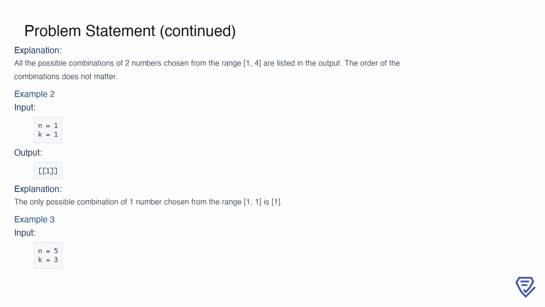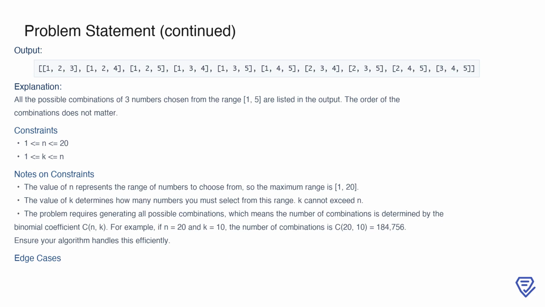Let's consider a slightly larger case next. For n equals 5 and k equals 3, the output is the set of all combinations of three numbers chosen from the range 1 to 5. The result includes combinations such as [1, 2, 3], [1, 2, 4], [1, 2, 5], and many more, up to [3, 4, 5]. Again, the order of these combinations does not matter as long as every possible group of three numbers is included.